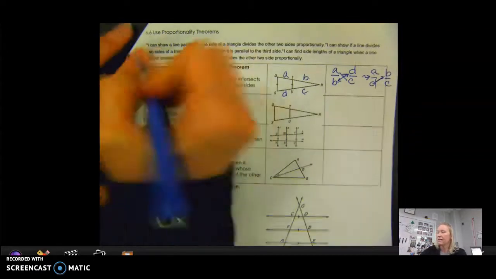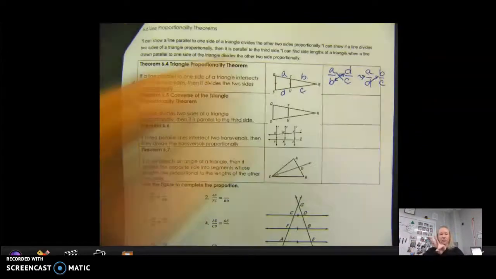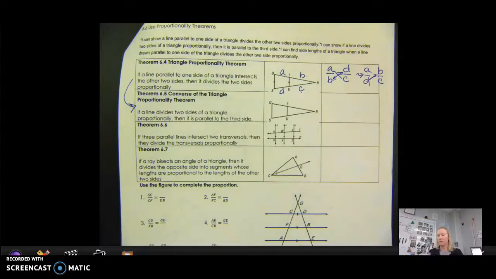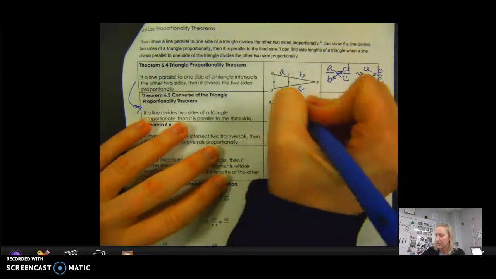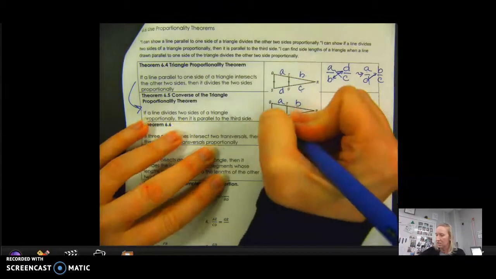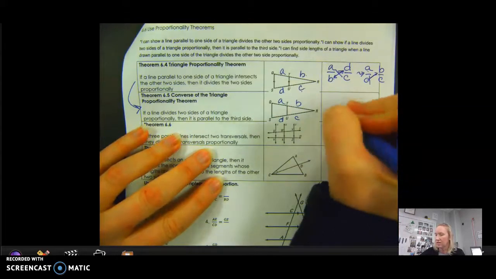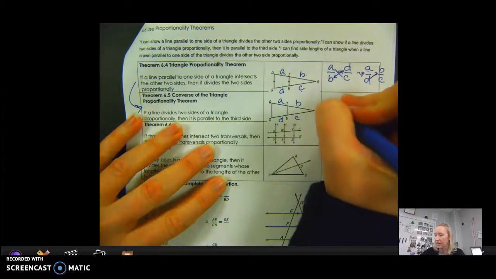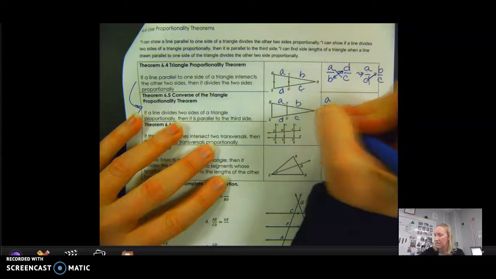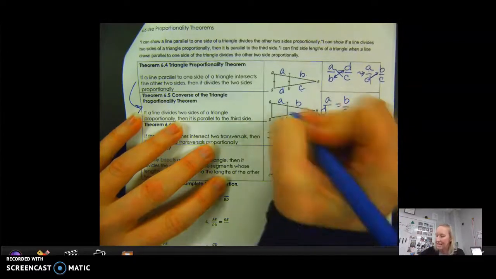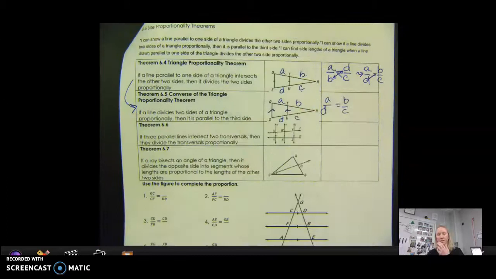Okay? Now the converse of that, remember, converse means to flip it. So now they're saying, if I tell you that it divides the triangle proportionally, so if I know that A over D does equal B over C, then that tells me that these two lines are parallel. Okay?